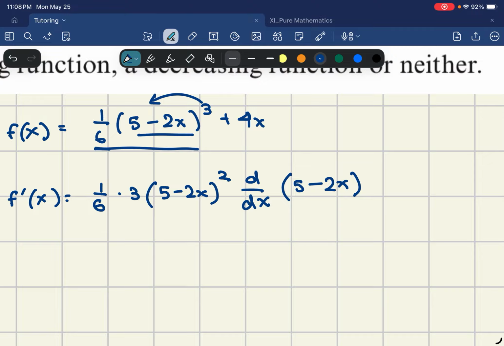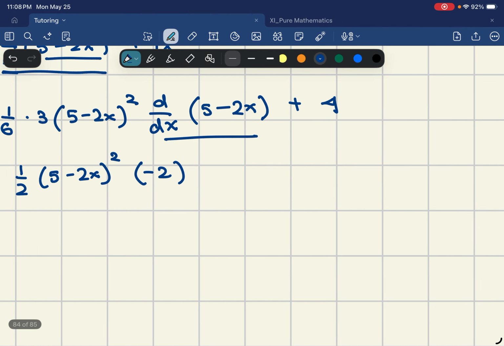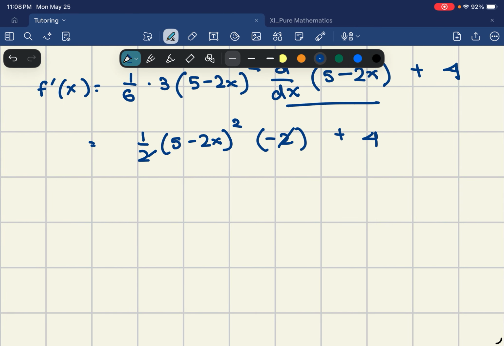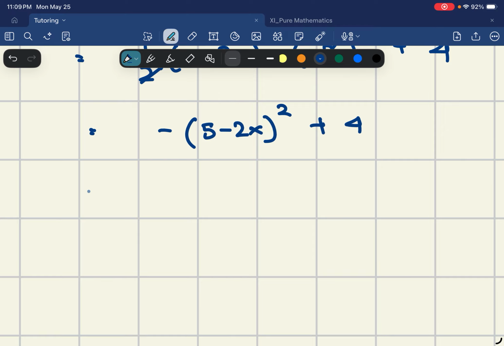So now we've differentiated only the first term. Remember, we also need to differentiate 4x, and that will give me 4. So this is just 1/2 times 5 minus 2x squared. And if you differentiate the inside, this is going to be minus 2 plus 4. And remember, these are going to cancel out. So you have minus 5 minus 2x squared plus 4. And now we can write this as 4 minus 5 minus 2x squared.